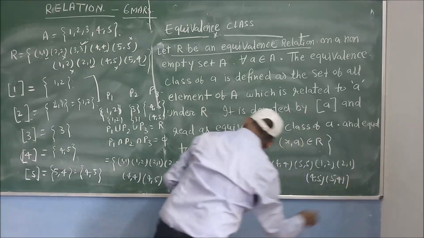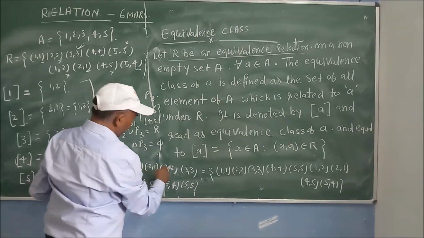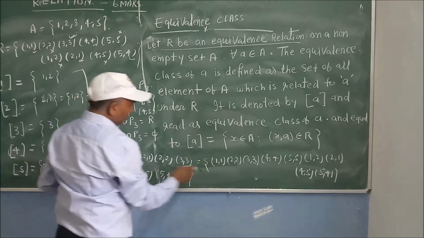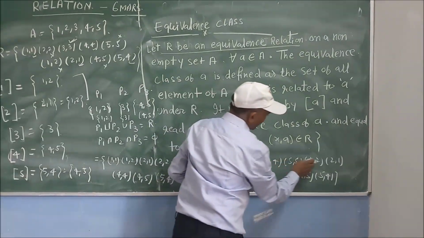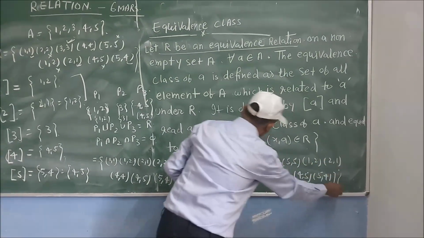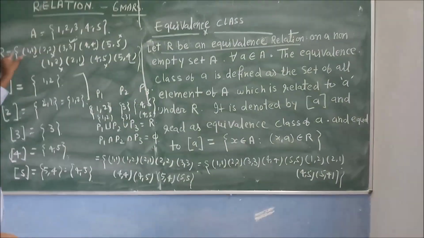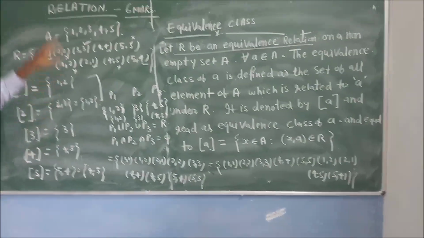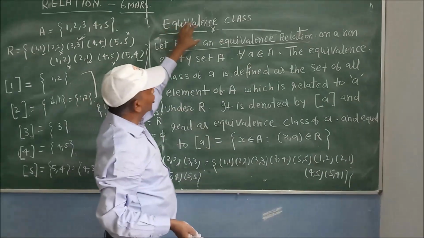Count the elements: 1, 2, 3, 4, 5, 6, 7, 8, 9. So you can say this is equal to the equivalence relation. So dear student, you have got how we calculate the equivalence relation.